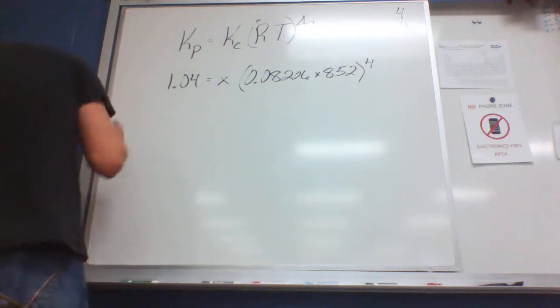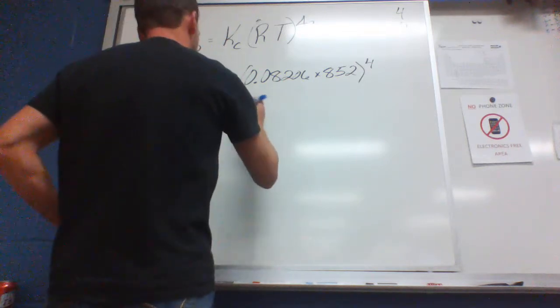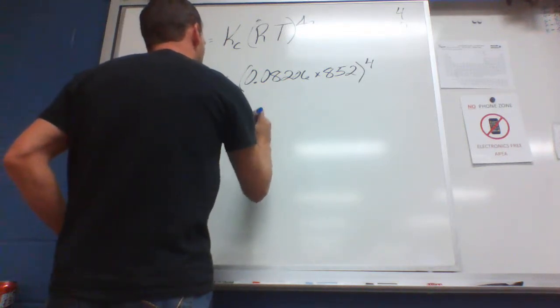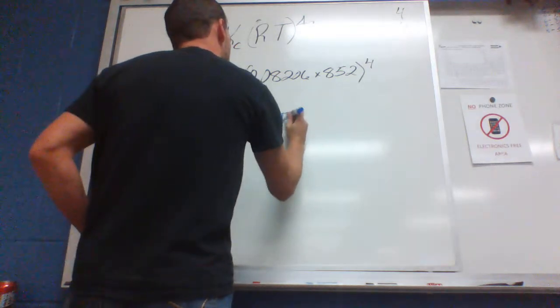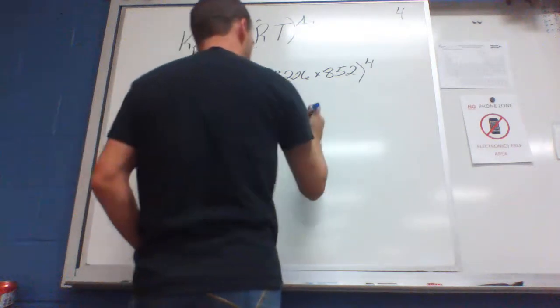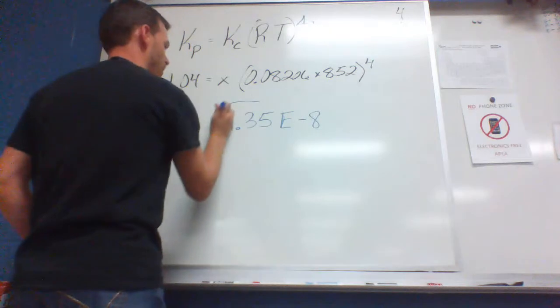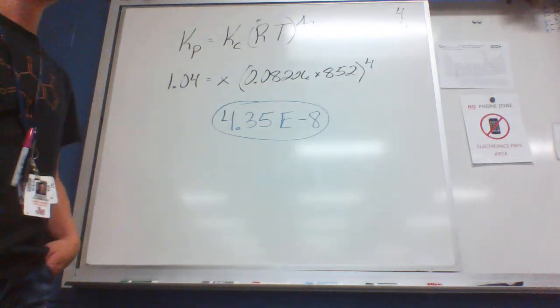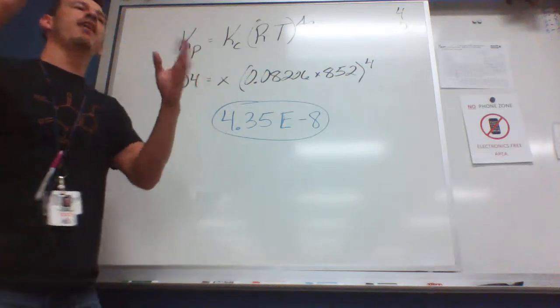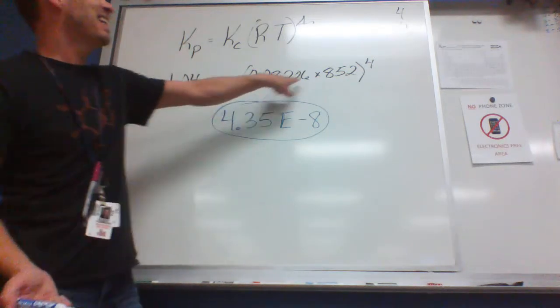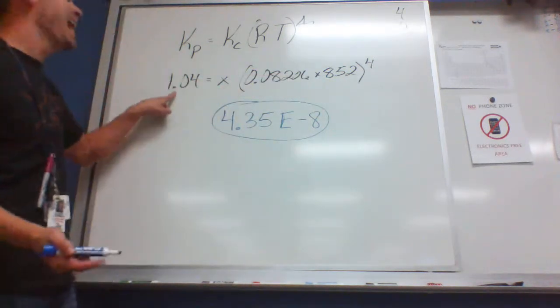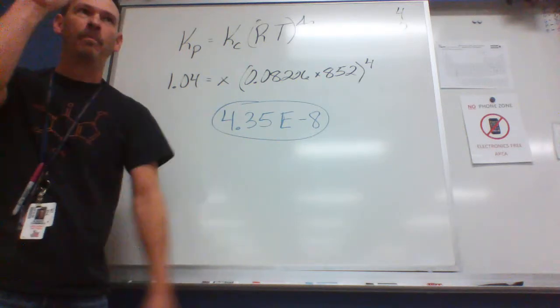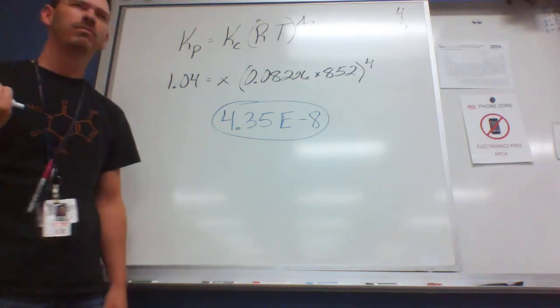And the final answer that I get is 4.35 E negative 8. I got the same answer. Guys, think about this. Here, for those of y'all that are getting big numbers, this is a big number. If you divide 1 by a big number, you better get a tiny number, right?